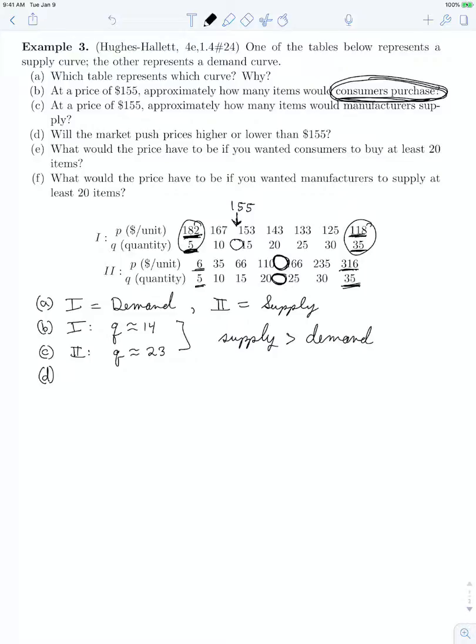So the market will push the price lower, and the reason is because right now the supply is greater than the demand.